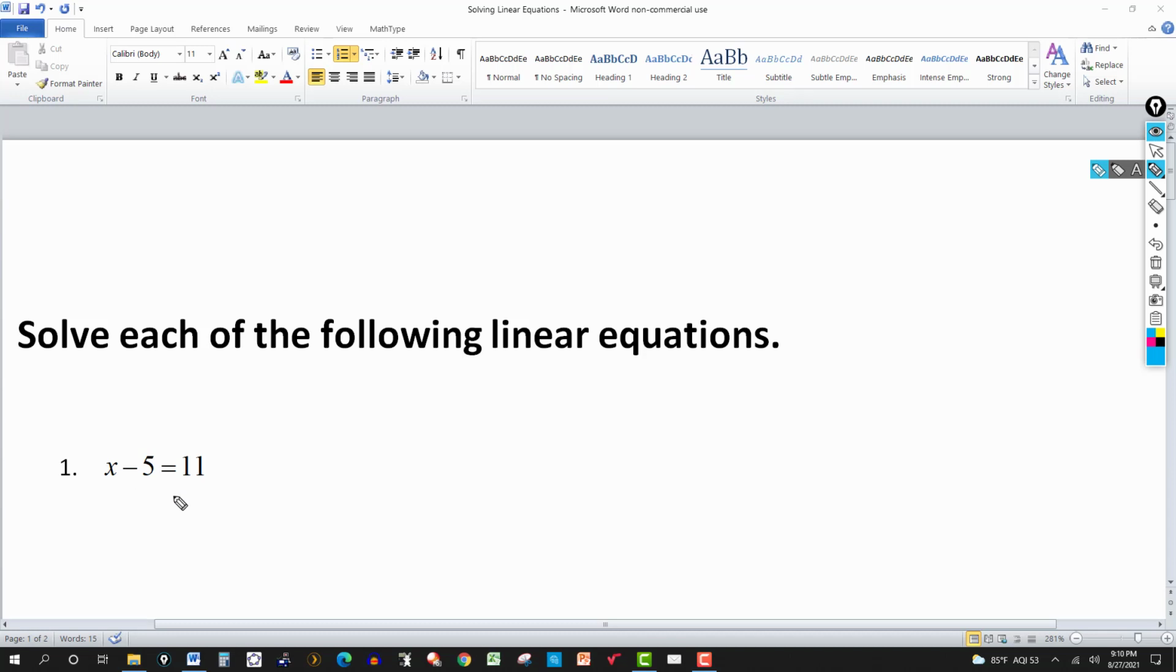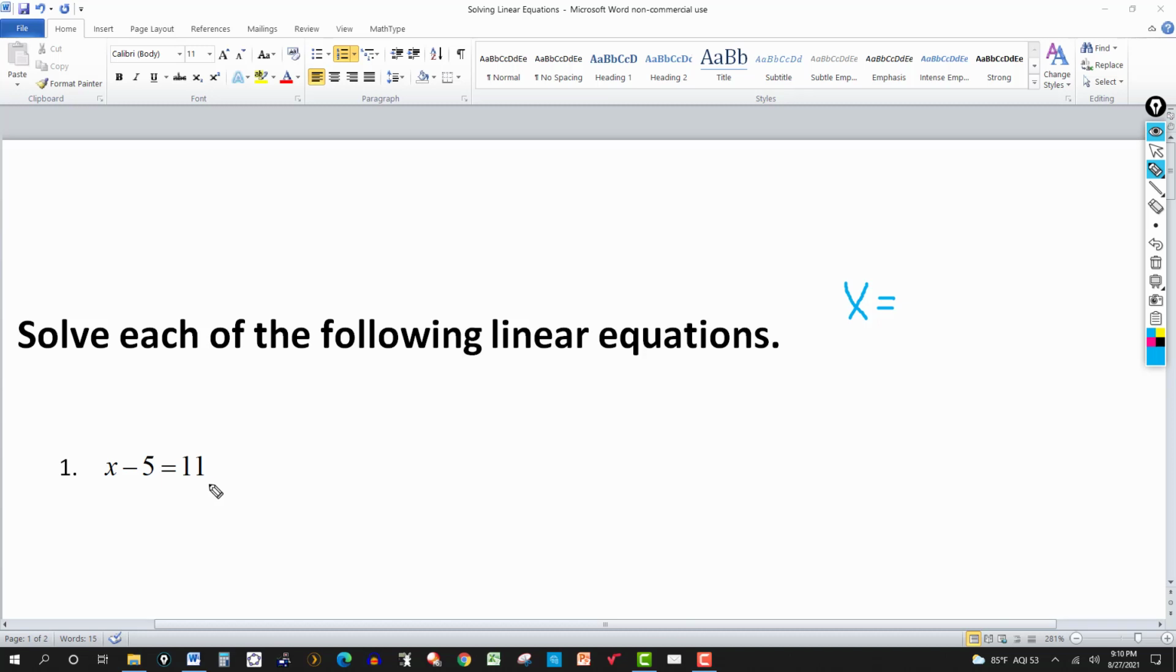And there are some where you can look at the equation and figure out what the answer is. But we're going to go through some steps, because later on you get into more complicated equations, and you need to know the steps to get the answer. So what we want is x by itself on one side, so that we can say the value of x is equal to, and then give the answer. So here we're asking x minus 5 is equal to 11. What is x? x is the number.